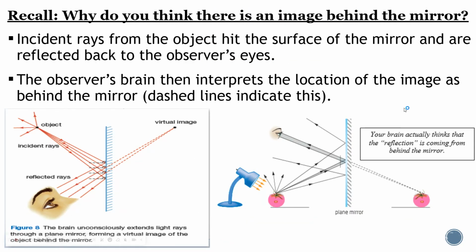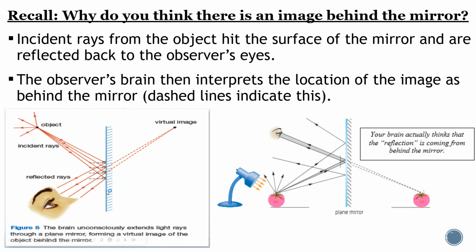So what we're going to do now is take a look at why we think there's an image behind the mirror. We've already seen this when discussing ray diagrams, but essentially incident rays from the object hit the mirror, bounce off the mirror and go into your eyes. Your eyes don't realize that this reflection is happening. They don't even realize that there's a mirror there.